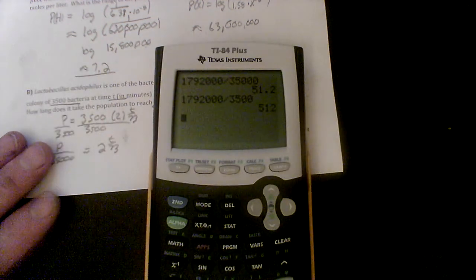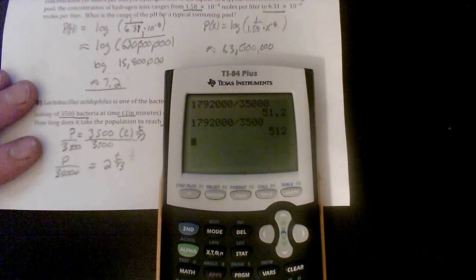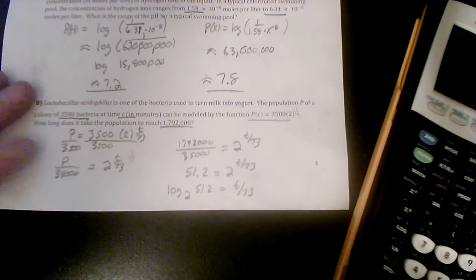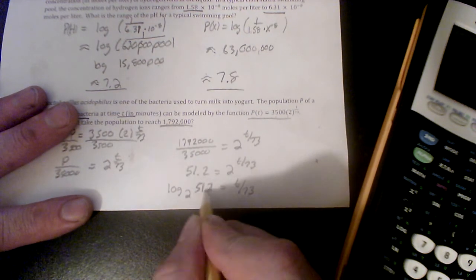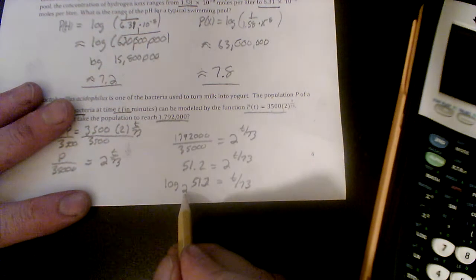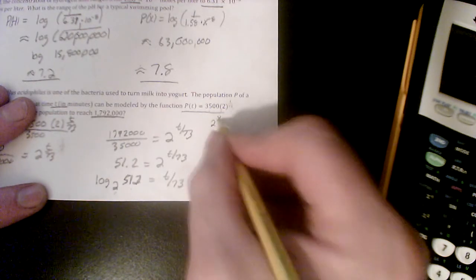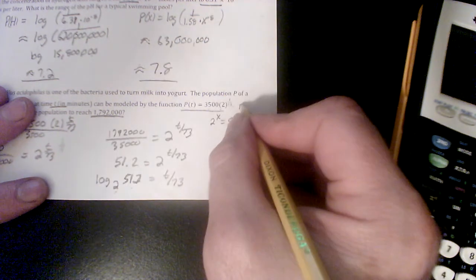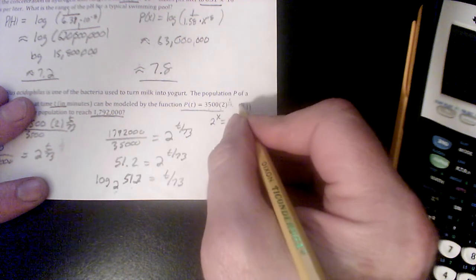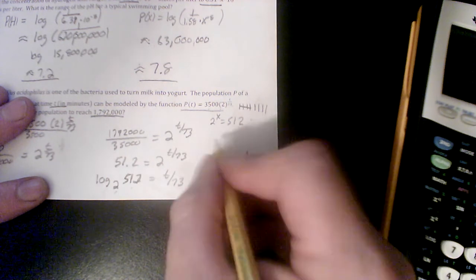Alright, I was curious what happened there for my decimal. I divided that wrong. So I'm going to keep going. I divided by 35,000 instead of 3,500. So if we look, this is going to be 512 here. Now, this really says, what power of 2 gives me 512? Let's see. 2 to what power equals 512? I think I can probably count that out, right? That's 2, 4, 8, 16, 32, 64, 128, 256, 512.